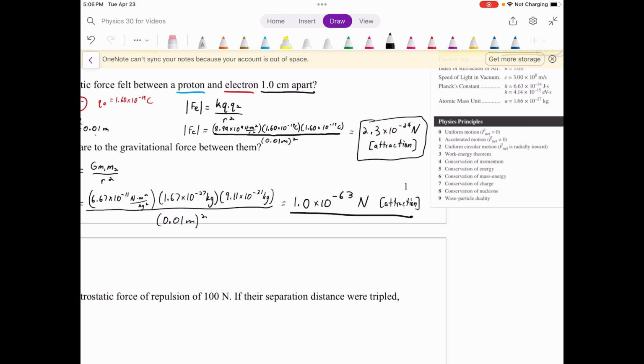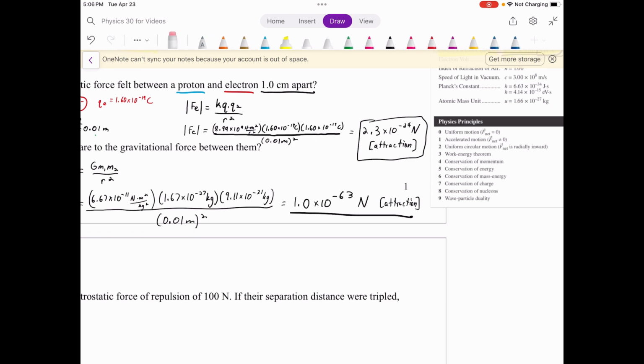That is a huge number. I don't even know what that number would be, but it's a 1 and then 40 zeros. That many times stronger. So the electrostatic force is much, much stronger than the gravitational force.